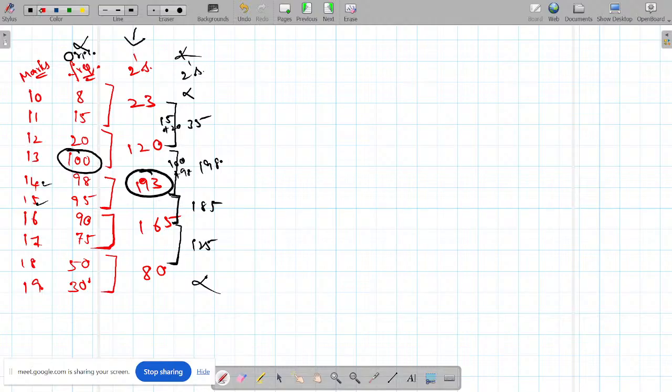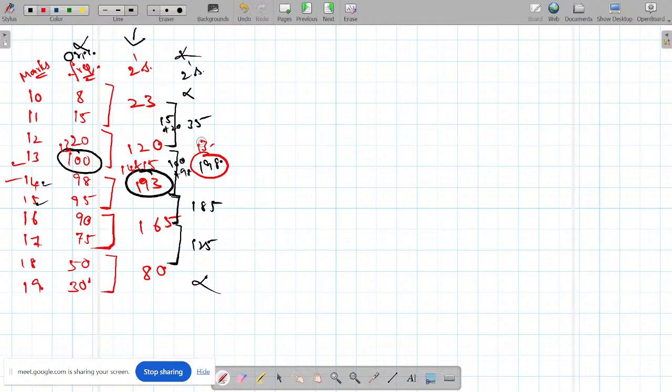Again, if you check here, which one would be the modal value? 198, which is for 13 and 14. See, now there is a confusion. Either you take 100, that is 13, as the modal value, or 14 and 15 can be taken, or 13 and 14 can be taken as the modal value. There is a lot of confusion.